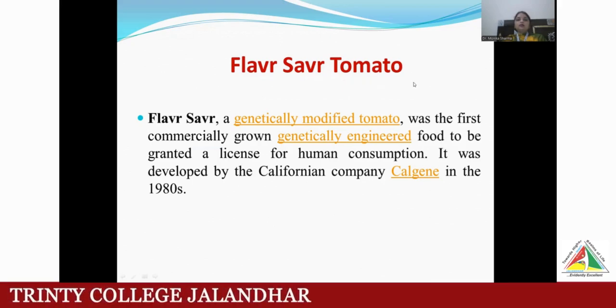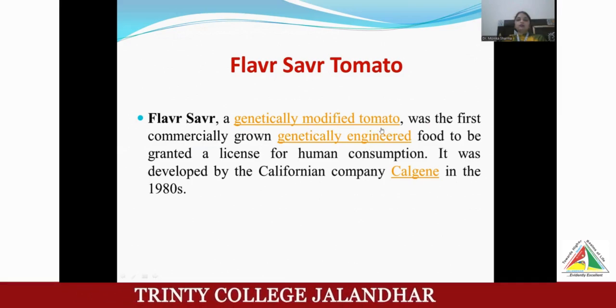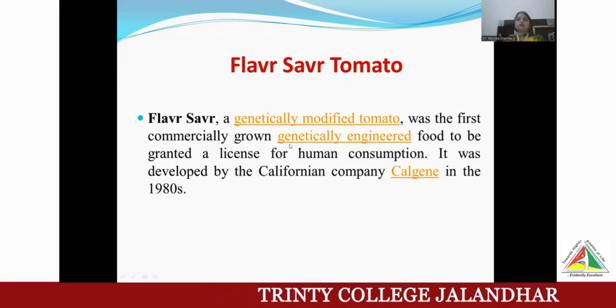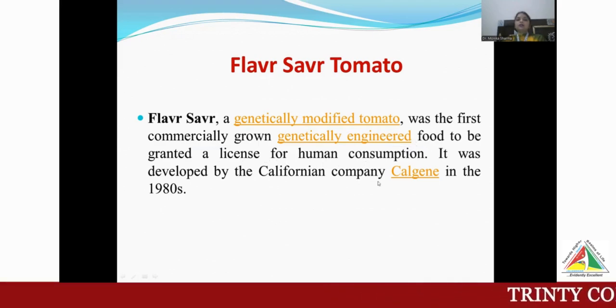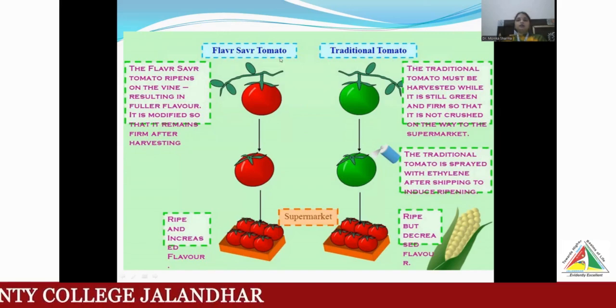The second example is of the Flavr Savr tomato. It is a genetically modified tomato, the first commercially grown, genetically engineered food to be granted a license for human consumption. It was developed by the Californian company Calgene in the 1980s. In this diagram, we can see the difference between the traditional tomato as well as the Flavr Savr tomato.